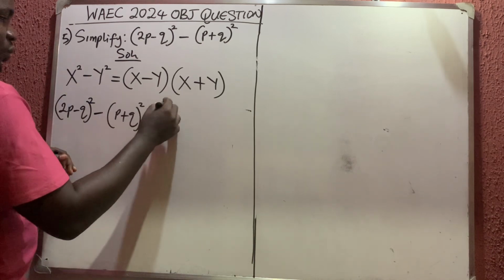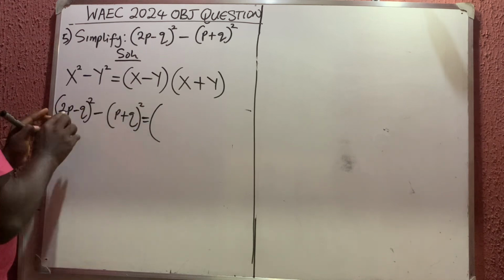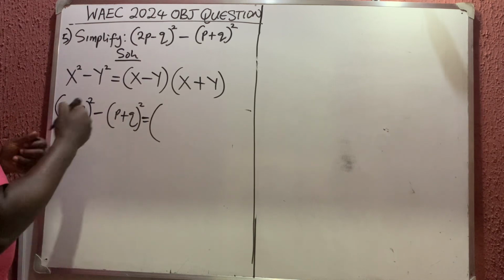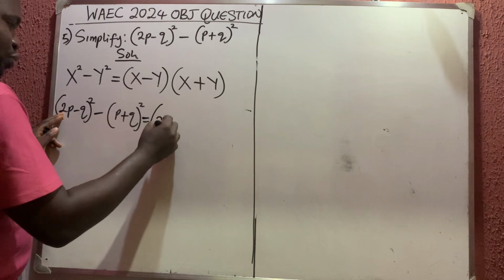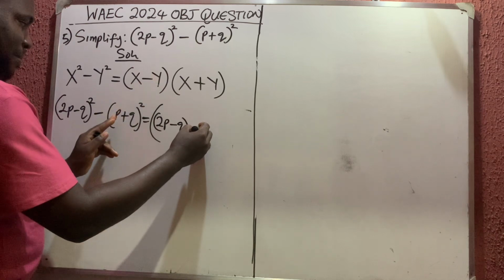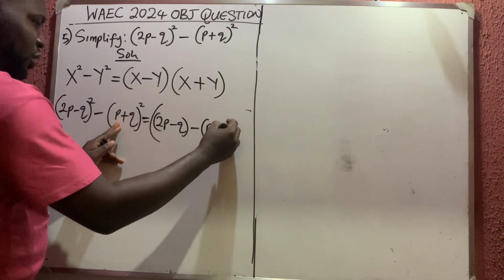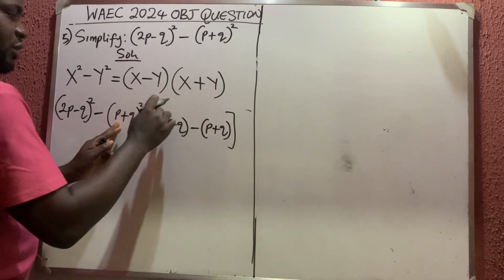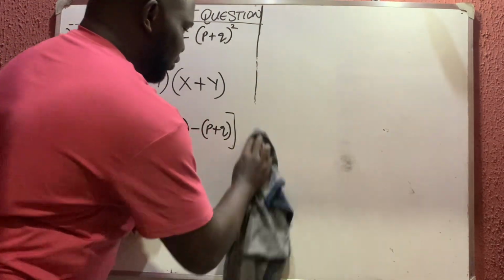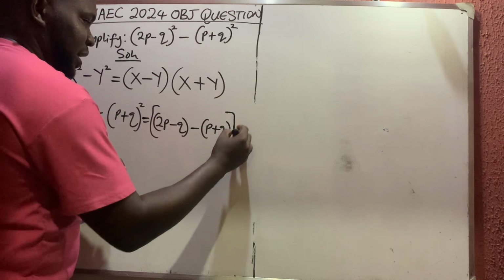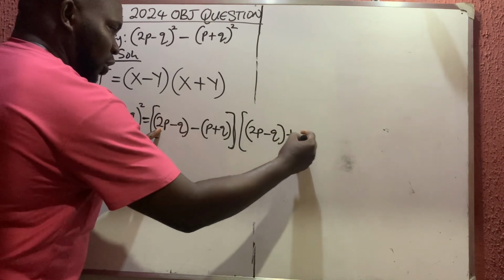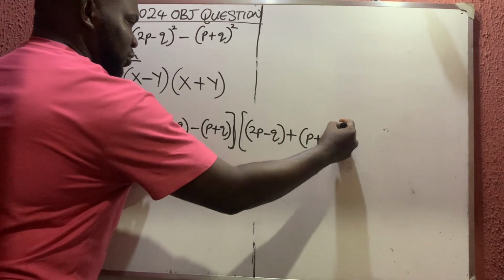So in this formula, it simply means that anywhere you see x, substitute with 2p minus q, and anywhere you see y, substitute with p plus q. So we're going to have x minus y, which is 2p minus q, minus, what is my y? My y is p plus q. Now, don't forget that minus is powerful. You have to always put it in brackets so that you don't make mistakes. Then you multiply it with the same thing again: 2p minus q plus p plus q. Then you close.